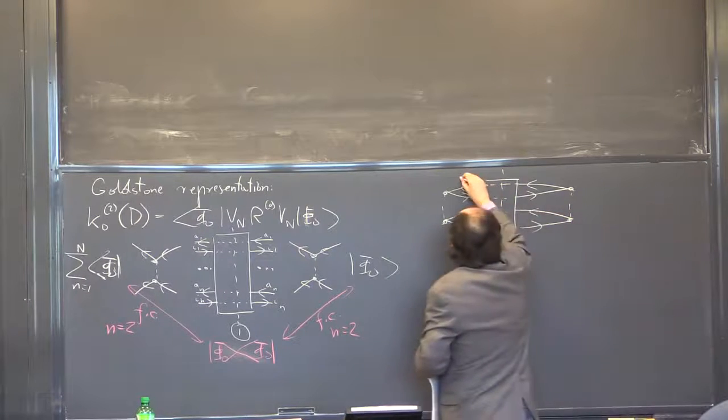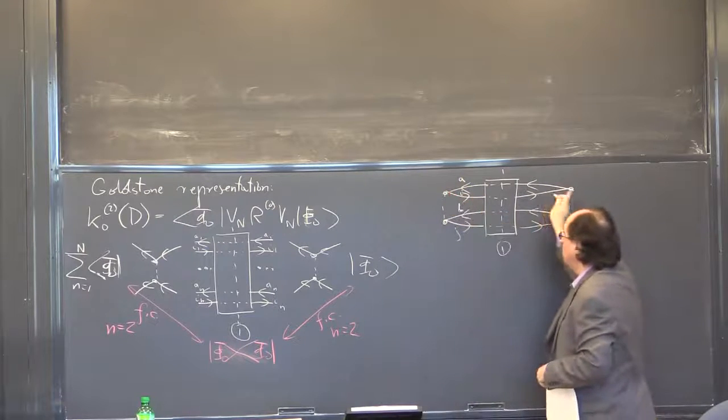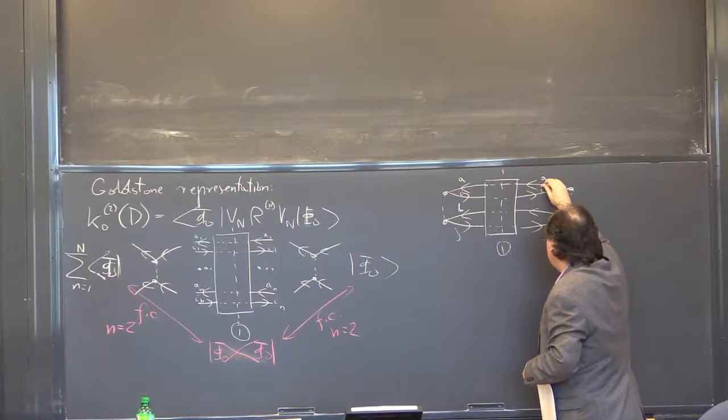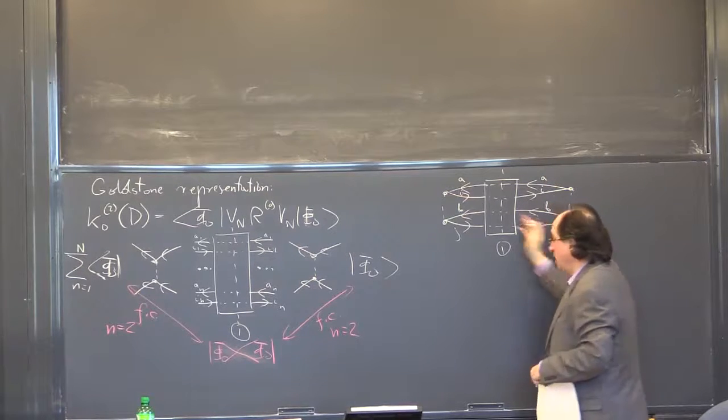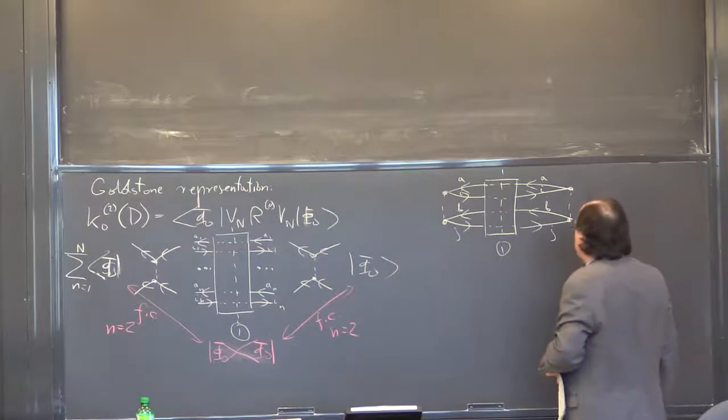Let me label it A, I, B, J. Remember that an A line passes through. So you have to use the same A here, the same I here, the same B here, the same J here that you have on the other side, because that's how this whole diagrammatics works, okay?